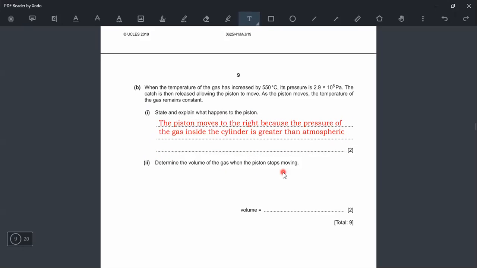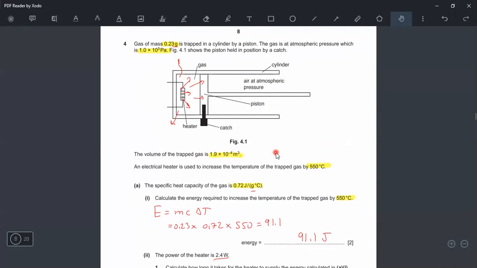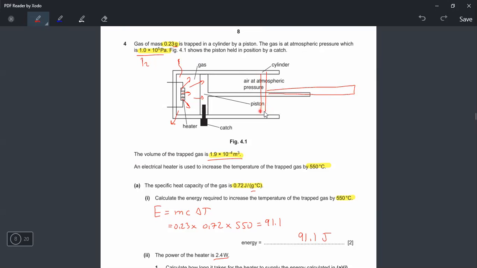Determine the volume of the gas when the piston stops moving. Now, we have an initial pressure, which was the atmospheric pressure before I heated the gas, and this was the initial volume of the gas. I apologize, this is the final pressure, my bad. This is our final pressure because this piston is going to keep moving out until it stops moving. The only reason the piston would stop moving is if the pressure inside and outside are the same. So that's our final pressure, atmospheric, P2.